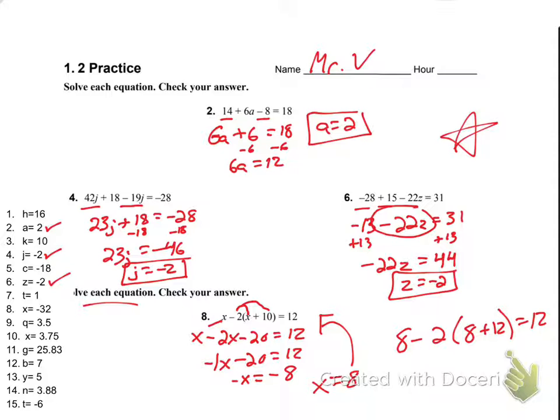I've got to make sure that's right. So I do what's in the parentheses first. So 8 plus 12 is 20 times 2. So 8 minus 20 times 2 is 40. So 40 is equal to 12. So that would not be correct. So let's restart this problem because I'm screwing up on it very much, and the best way is just to restart.